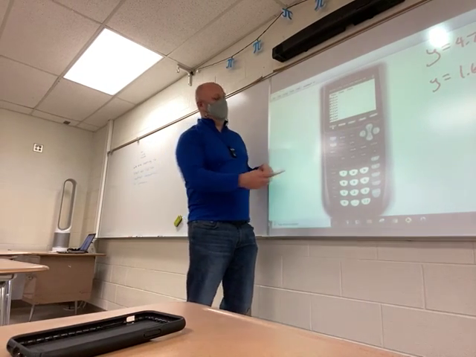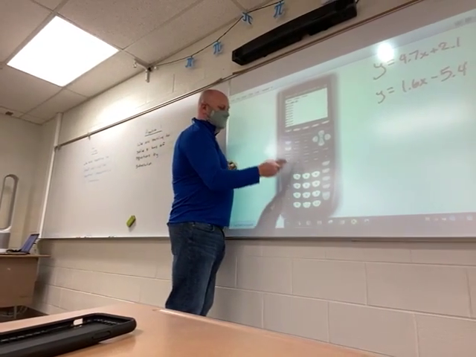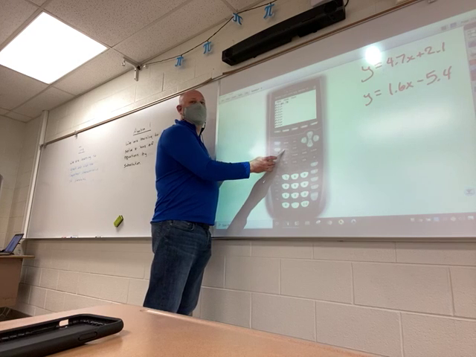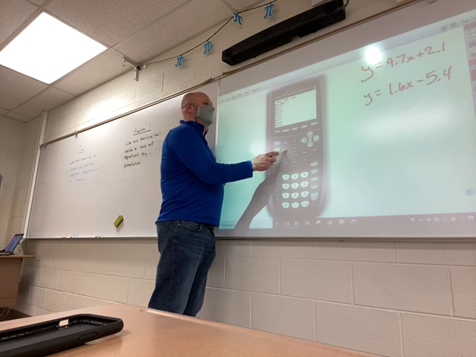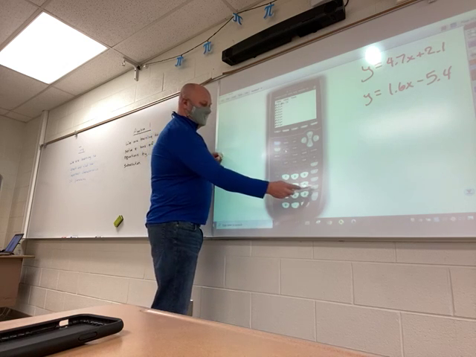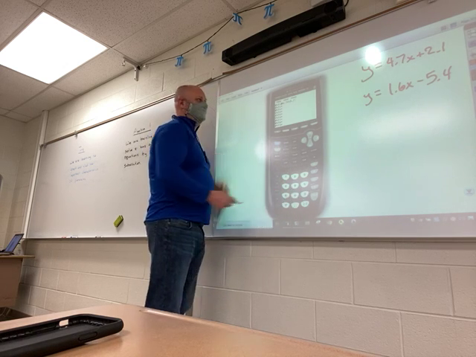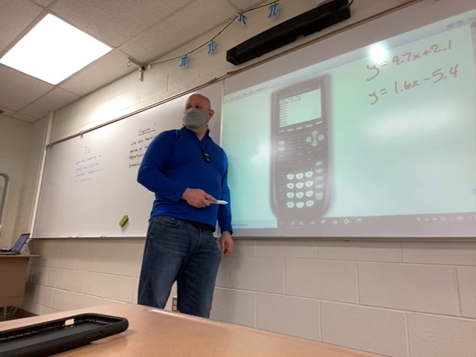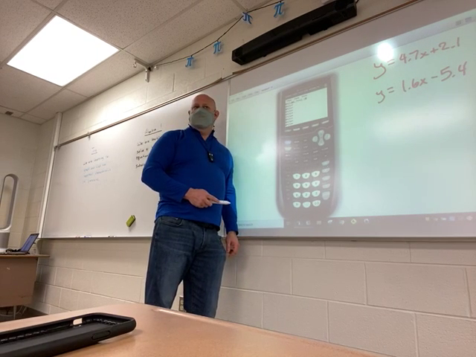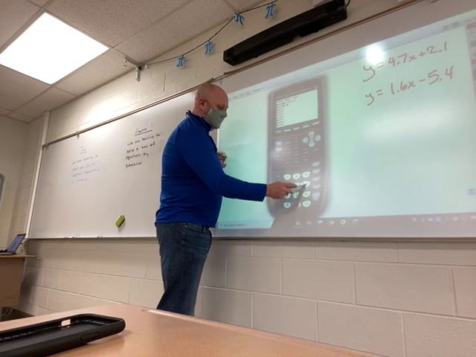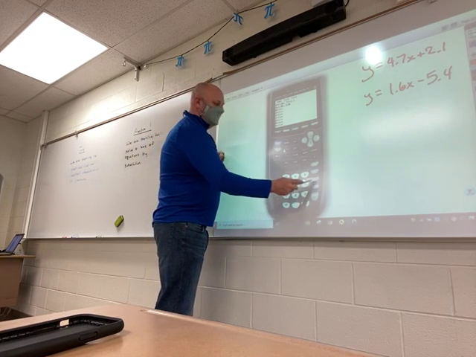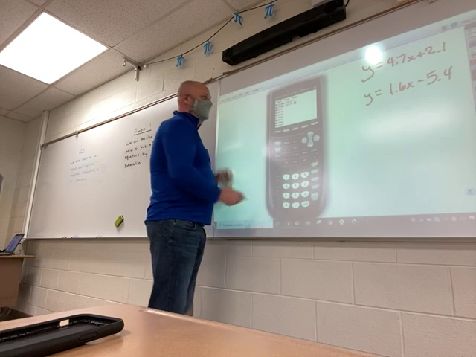So all I have to type in is 4.7. The x button is right next to alpha. It looks like it says xt, and then there's a weird symbol that looks like a theta and an m. There's your x button, plus 2.1. Then press enter, and then type in the other equation. 1.6x minus 5.4. Everybody good so far?